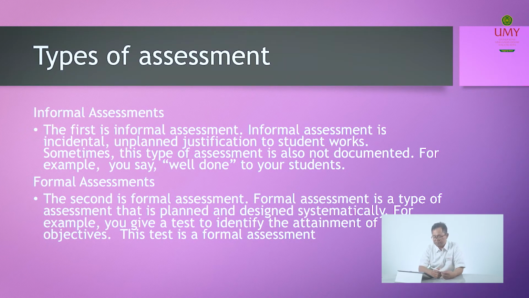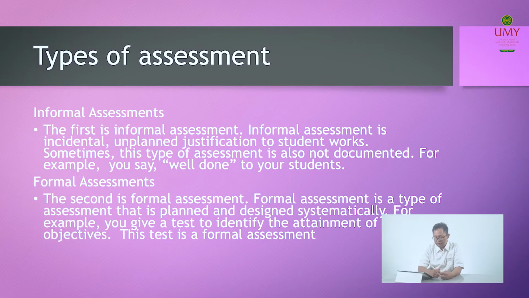Okay, the first type that we would like to learn about is the difference between informal and formal assessment. Informal assessment is assessment that is incidental and sometimes unplanned. You did not plan to judge your student's work. By knowing that, you will be able to give some feedback. For instance, you say, well done. When you say well done to your student's work, it means you see your student's work and you know how good it is. Saying well done represents that you know your student's work is excellent.